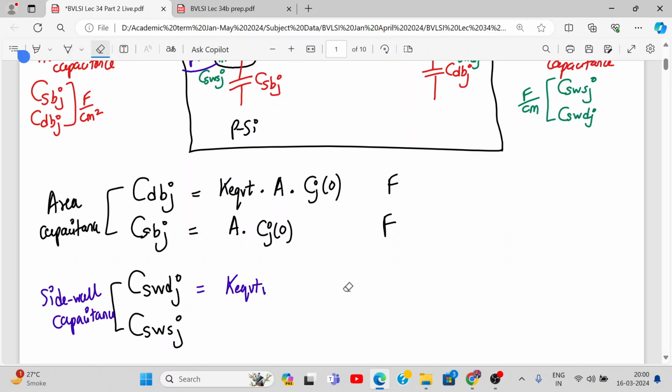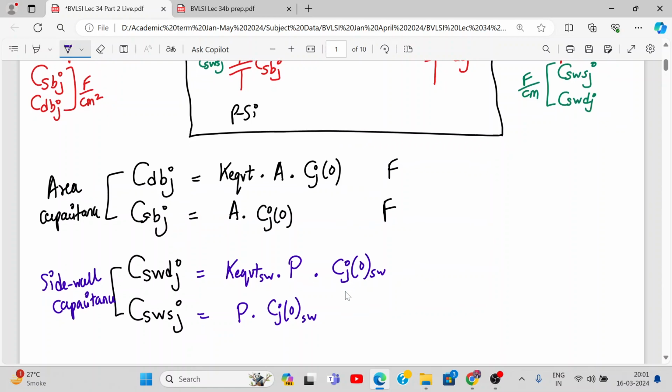So this will be SW. Will it be A or P? Instead of A, will we have a P? Yes or no? Tell me. Here it will be P. Okay. And here also instead of area we have a perimeter, right? So this also will be Cj0 sidewall. Got it? Yes, so Cj0 unit is farad per centimeter square. Perimeter is centimeter. We can check. And so this unit will be farad per centimeter. So we'll check it out.